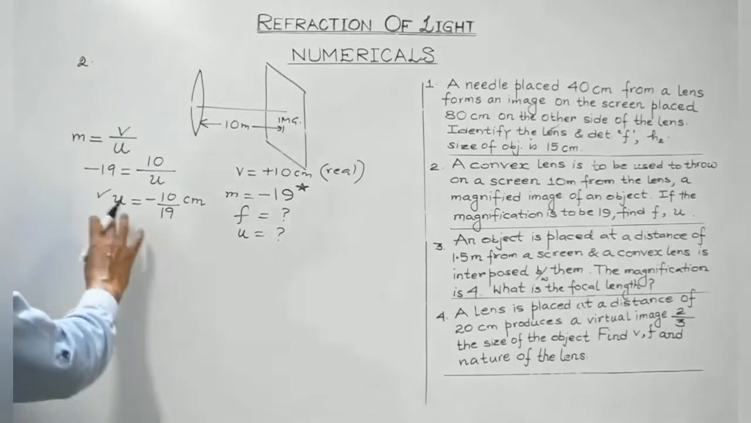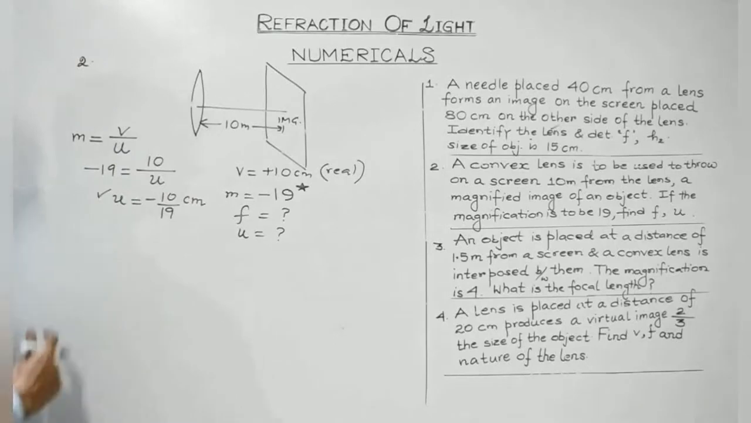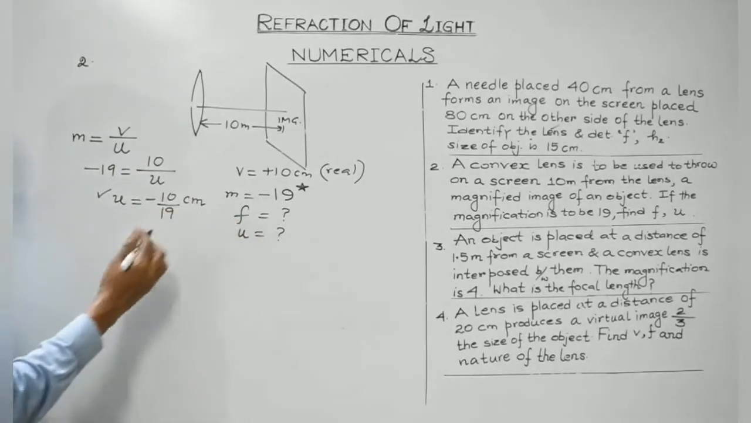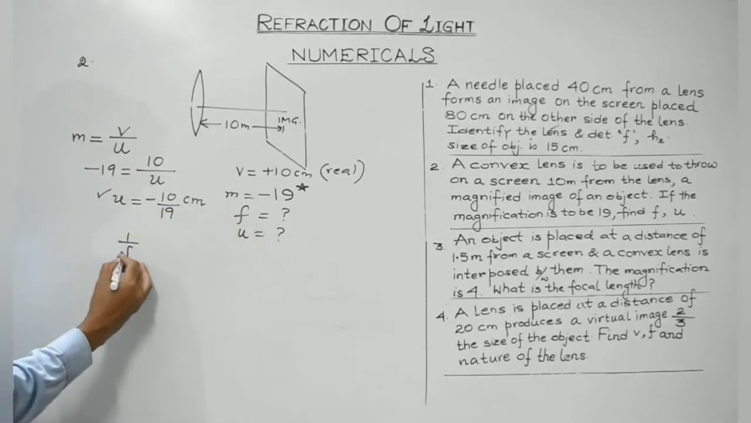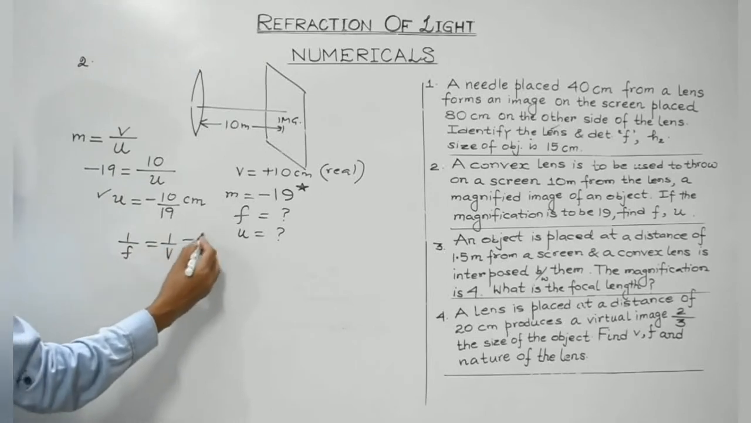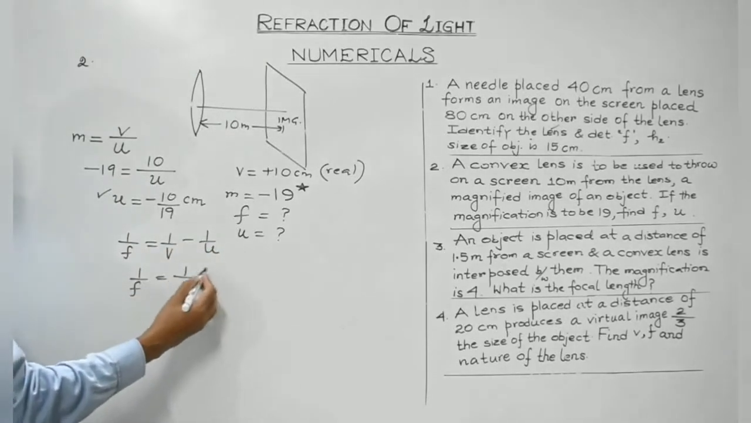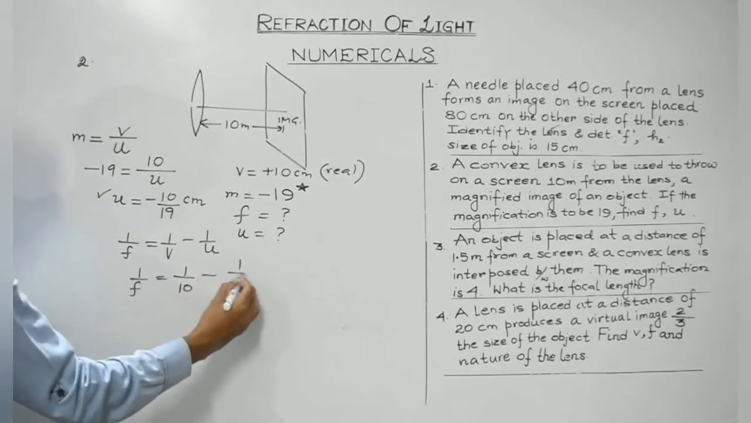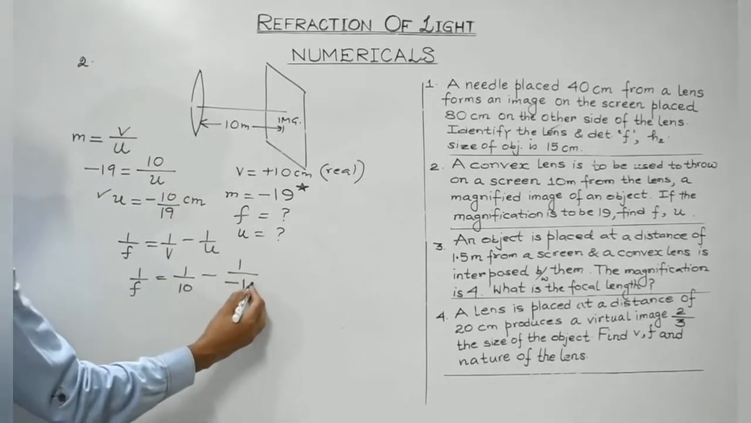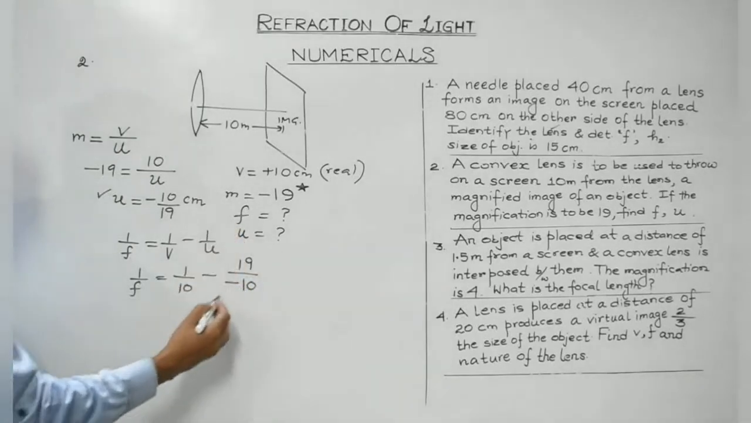Right students? So U can be easily obtained. What about F? Now in order to obtain F, we will make use of this formula: 1 by F is equal to 1 by V minus 1 by U. Let's solve it. 1 by F is equal to 1 by V, V is 10, minus 1 by U, which is minus 10 by 19. Minus 10 by 19. Right?